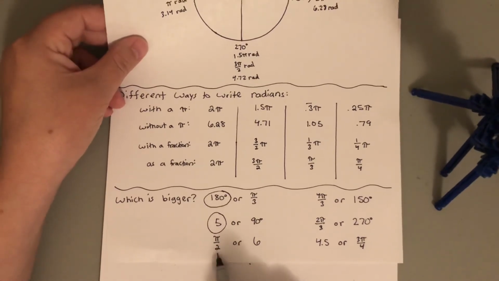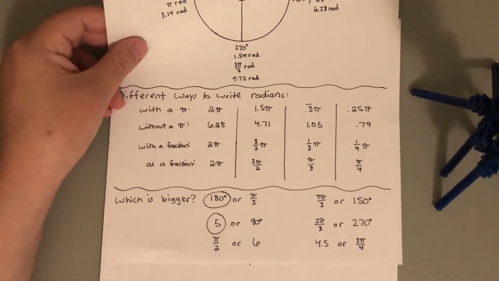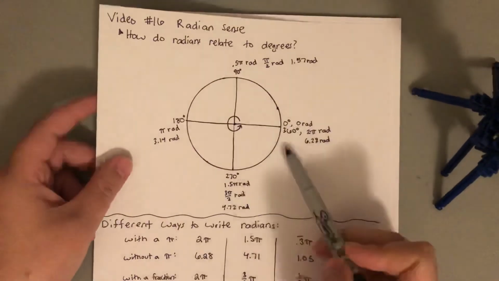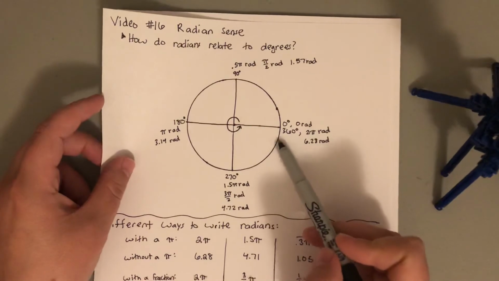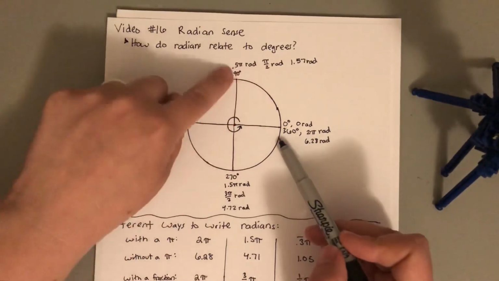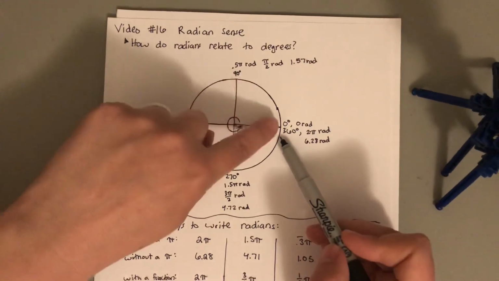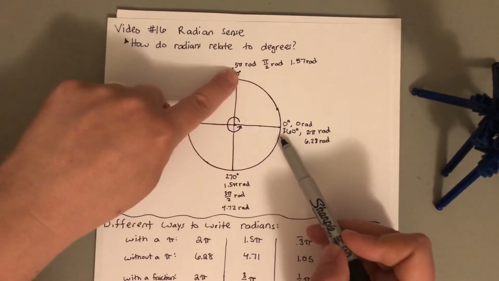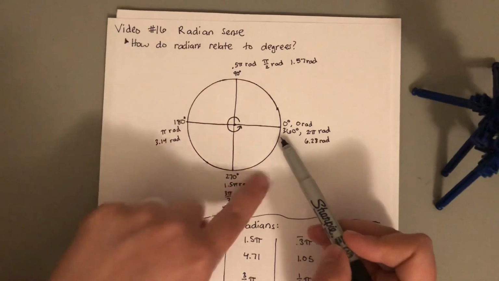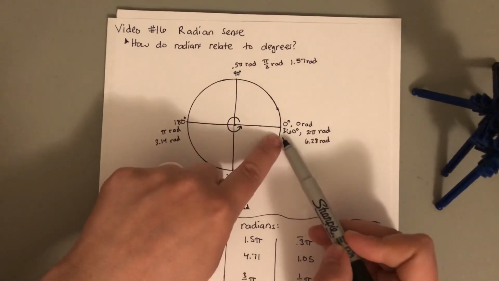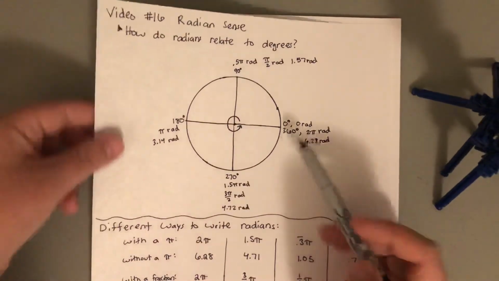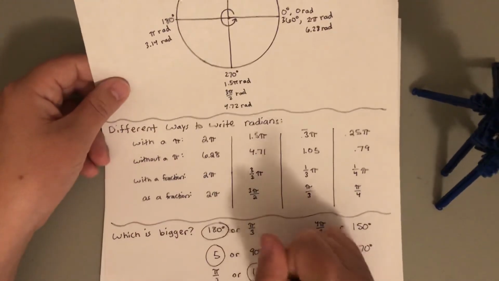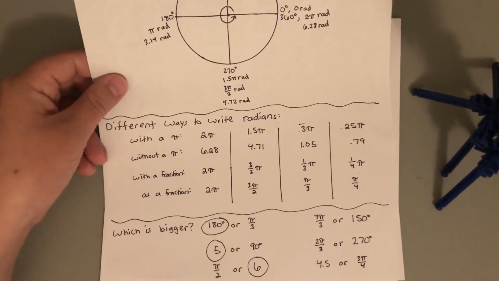Here we have pi over 2 or 6. Well, all the way around the circle is 6.28 radians, so 6 radians would be just a little bit before that. And pi over 2 radians is all the way up here at 90 degrees. So we have 90 degrees is pi over 2. And then all the way around here is 6. So 6 is definitely the bigger angle measure. It's almost all the way around the circle.